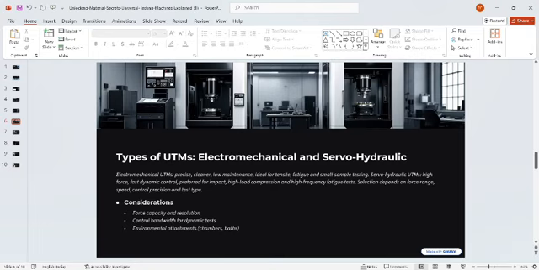So how we select which type of UTM we need to do our testing depends on these considerations: the force range, how much force we need, how much speed and control, and the test type, which type of material we are going to test, like for an impact test or a high force test. Likewise, the impact we are going to give is based on the UTM we select.